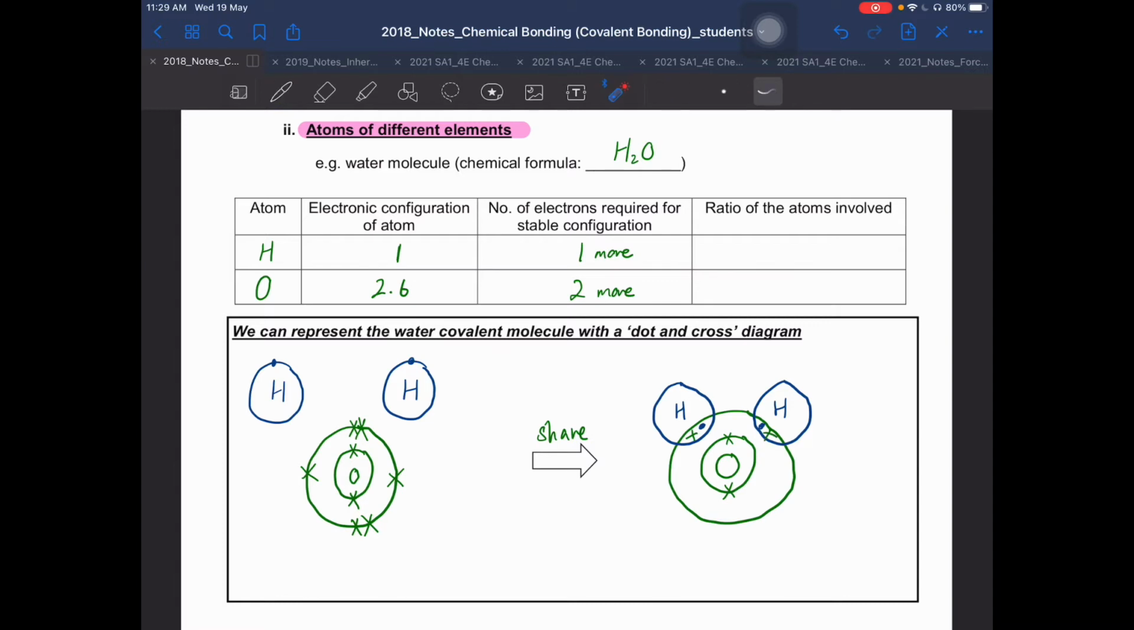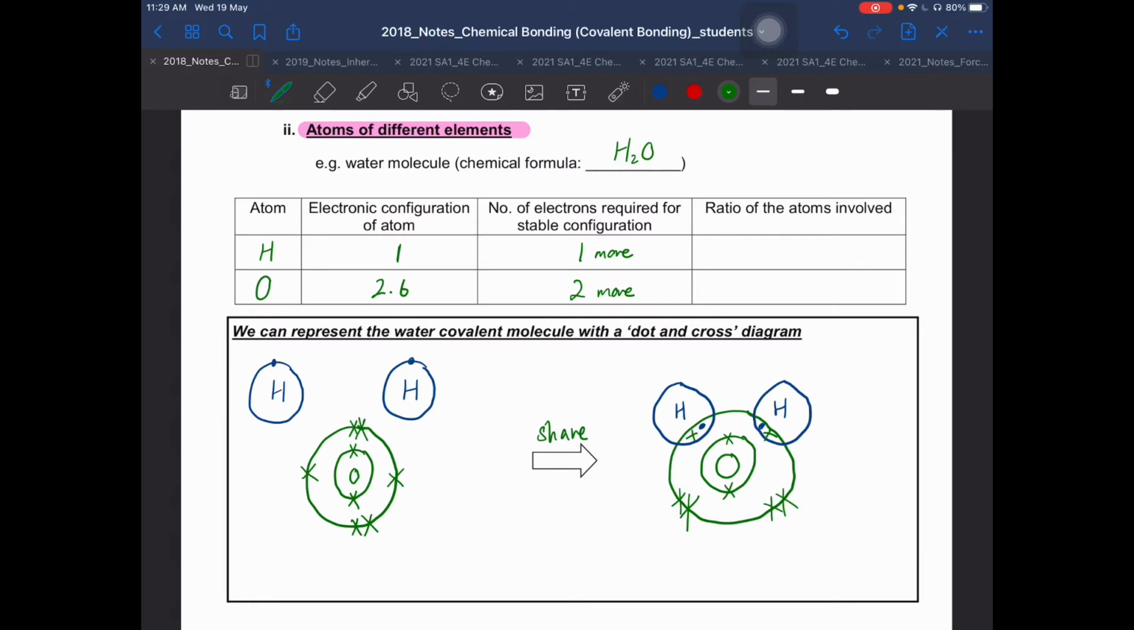Now, so let's count. Oxygen has now used up 1, 2 of the crosses that's on the outer shell. So these are the 1, 2. It's now left with 2 here and 2 here. So we'll put it in by drawing it at the bottom here. And this is how a water molecule looks like.